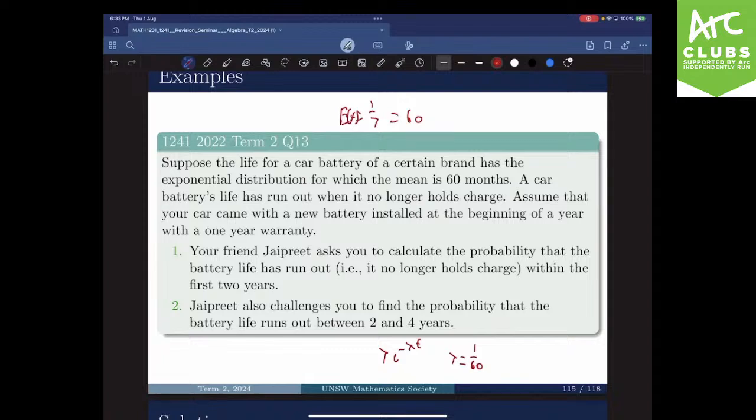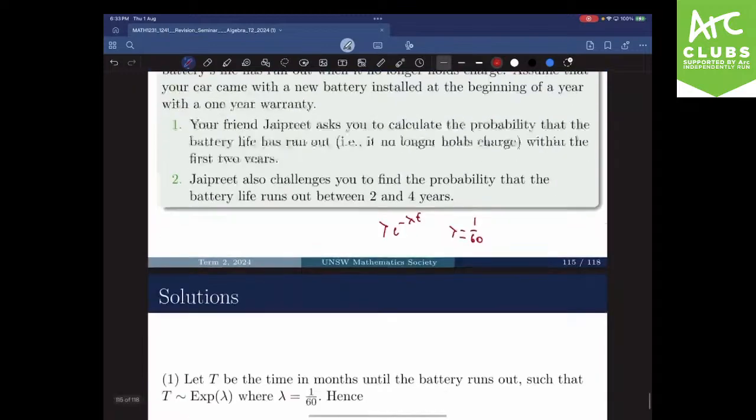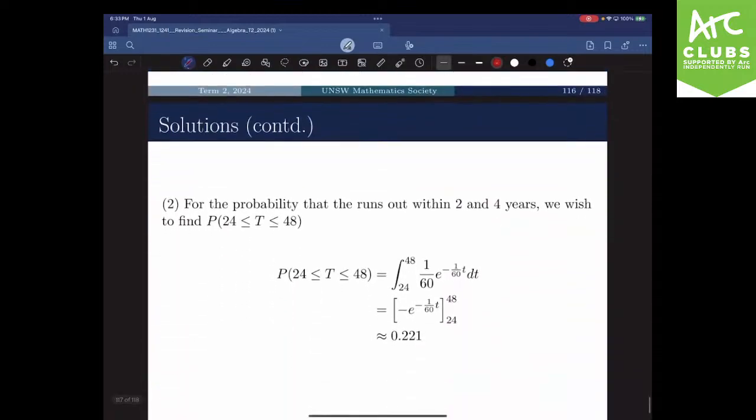The next part is a very similar idea. They challenge you to find the probability that it runs out between 2 and 4 years. 2 years is 24 months, 4 years is 48 months. We do the same thing again, except we integrate between 24 and 48 of the exact same function, and then we get this value.